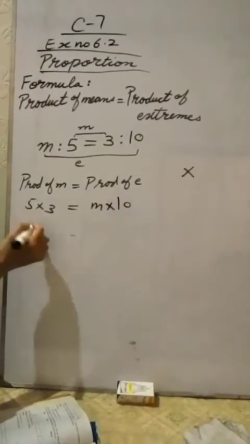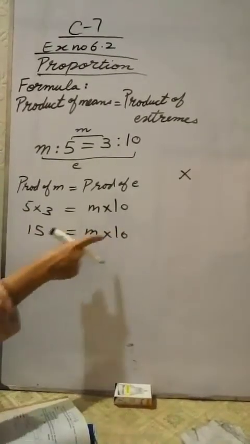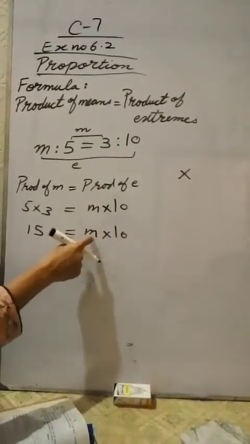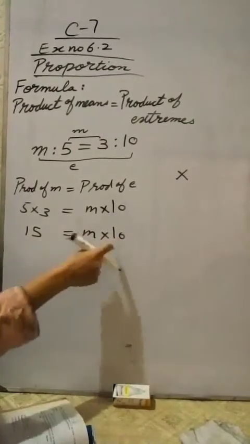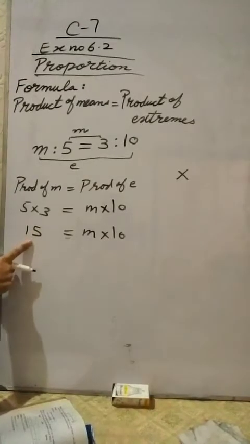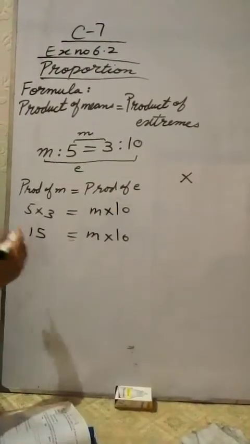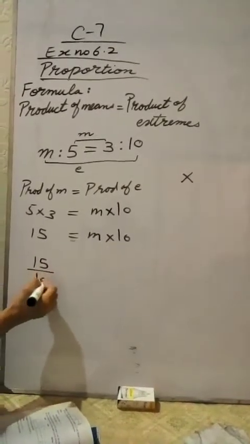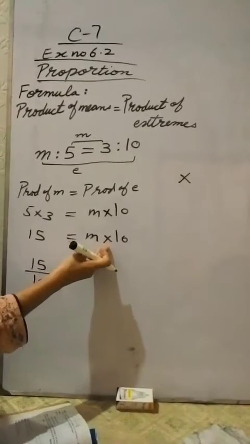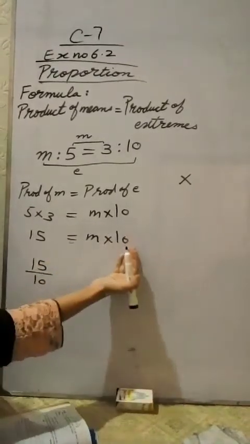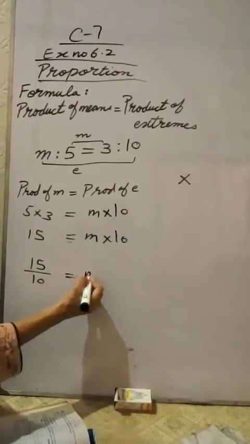Multiply the product: 5 times 3 is 15, equals m multiplied by 10. But we need to find the value of m. What about 10 and 15? Both are just numbers. So when 10 comes to this side, it will divide in the next step. The opposite of multiplication is division. When it goes from the right hand side to the left hand side, it will divide and the remaining is m.